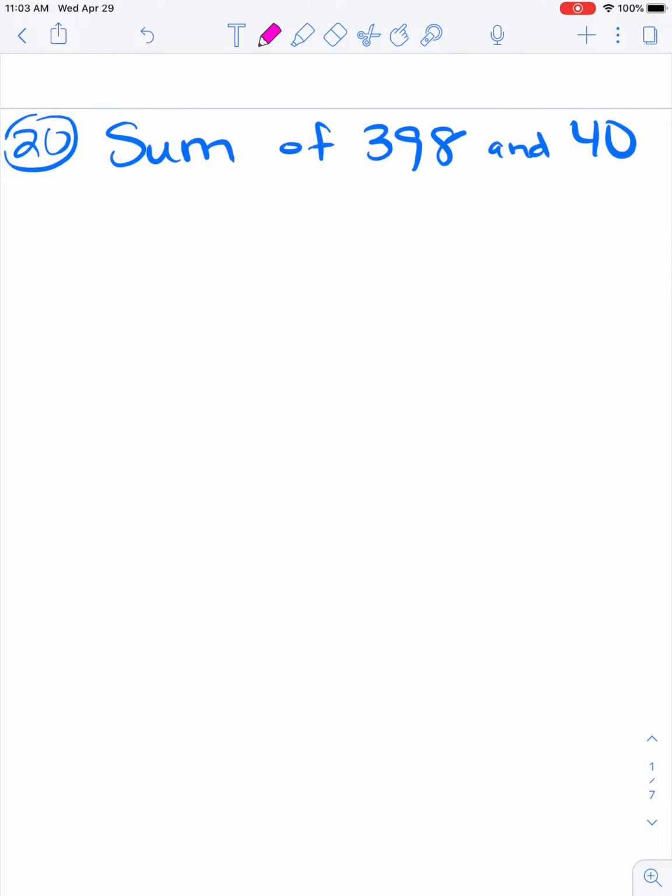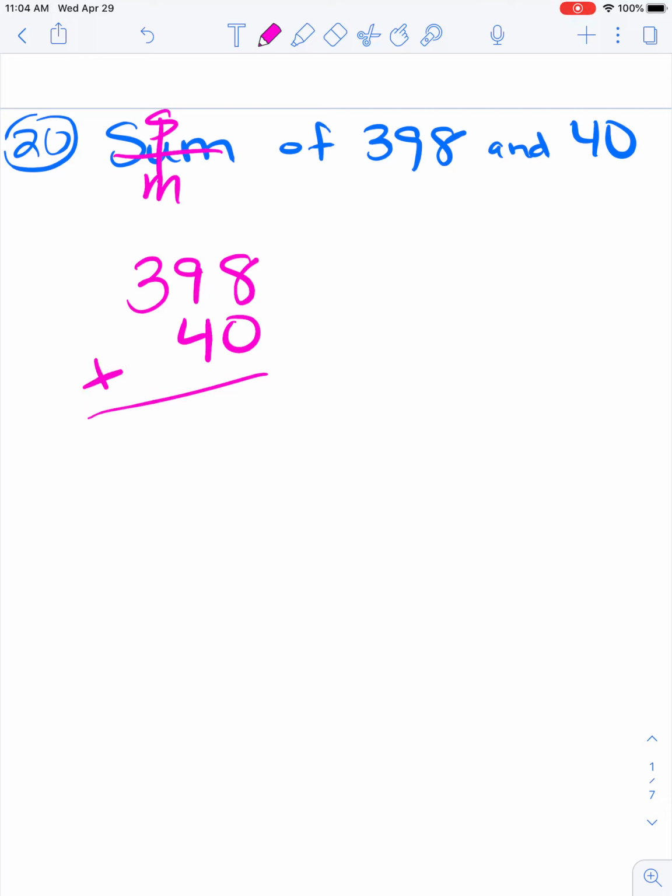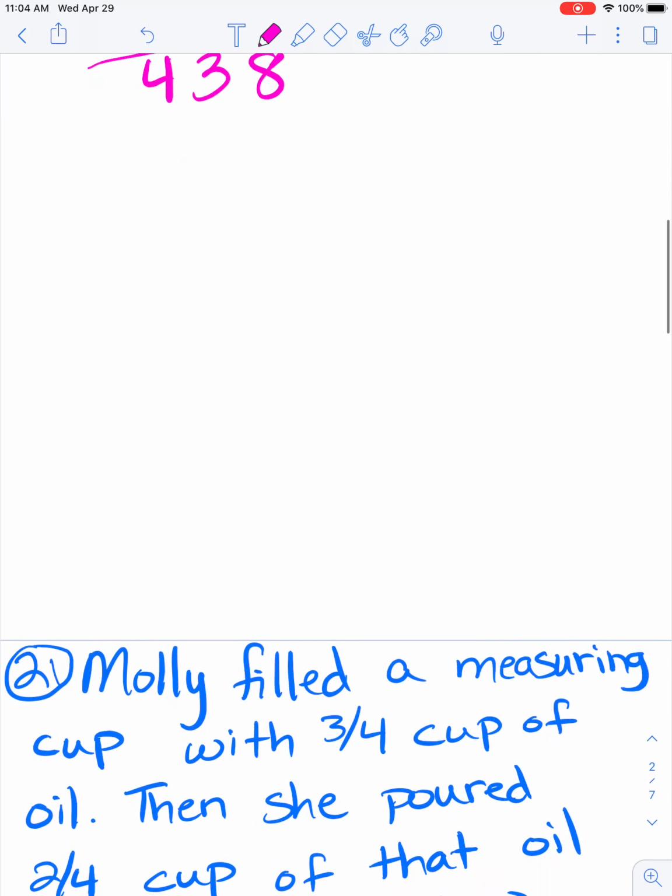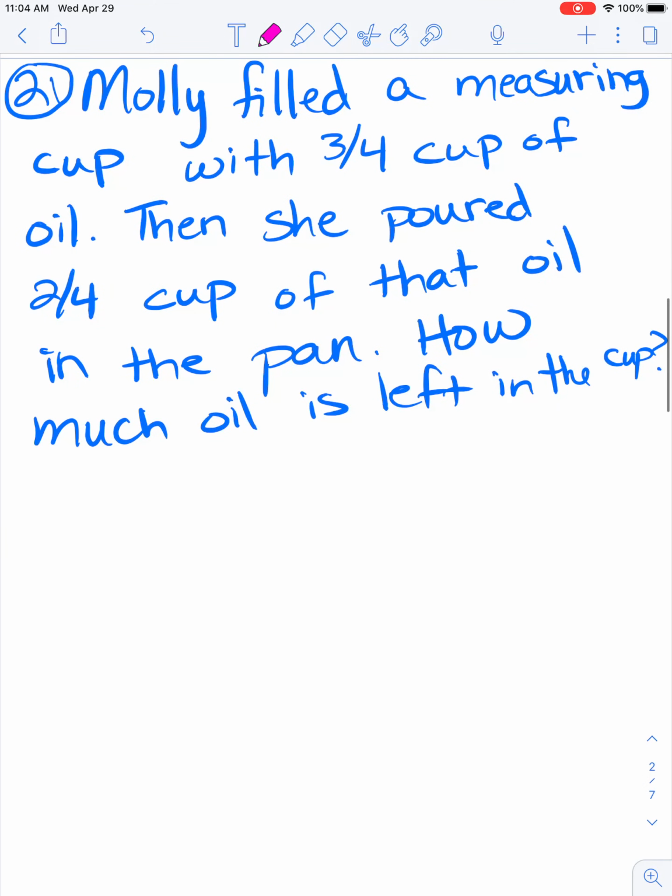Here we're going to do the sum of the same numbers, 398 and 40. Remember, sum means addition. We have 398 plus 40. I add my ones. I've got 9 plus 4. 1 less than 4 is 3, so it's 13. And my answer is 438.